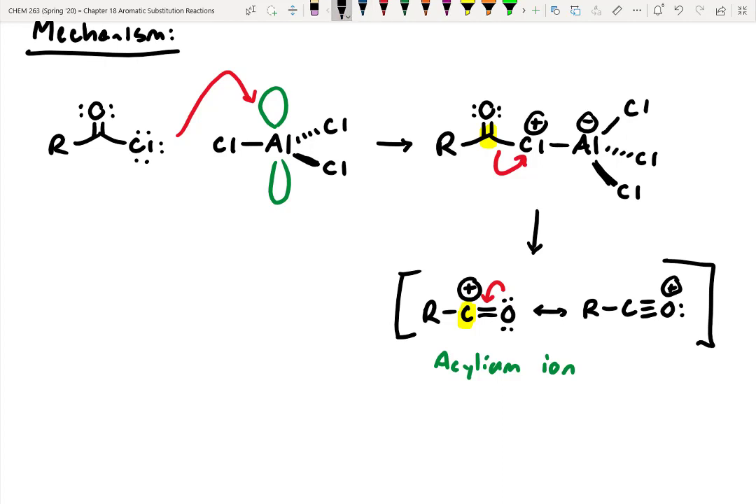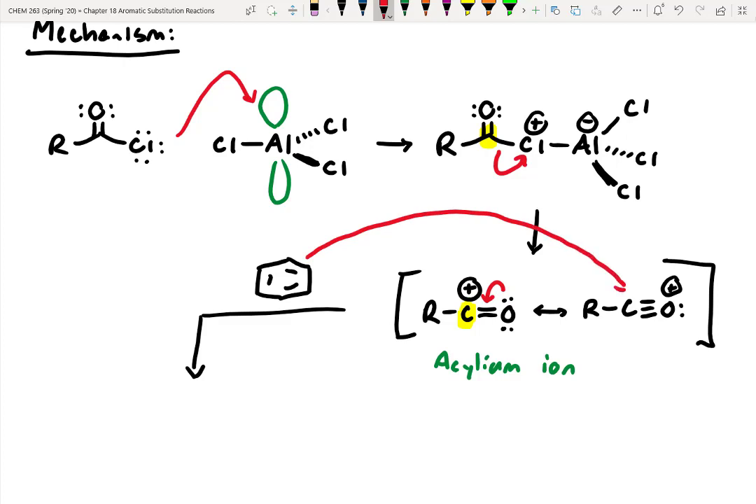And what we'll do next is we'll have this react with our aromatic ring. Okay, so I'm going to draw benzene as my aromatic ring. That's going to be our weak nucleophile, and it's going to attack our electrophile, which in this case is going to be the carbon on the acylium ion. Does it matter which structure you use? Not really, but I'm going to choose the major contributor, and we'll kick up electrons to that oxygen.